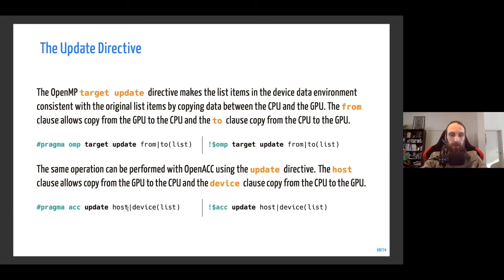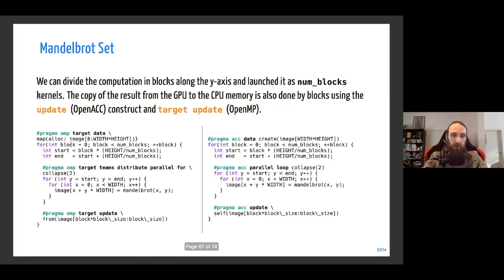So you can use the update directive, and then you have the update of the host, or updating from the device. Okay, so you say that you want to update the host version, so the CPU version, or you want to update the value on the device, or on the GPU. So this is the basic idea. We divide it in blocks, compute one block, and then update the value on the CPU. And of course, the image at the origin, we just allocate it on the GPU. We don't copy it from the CPU. We just allocate the variables on the GPU, and then we update the version on the CPU by block.